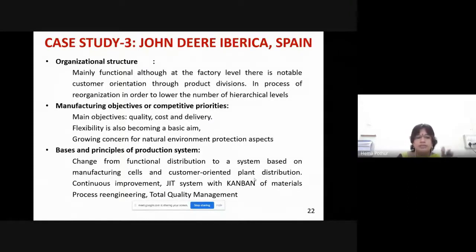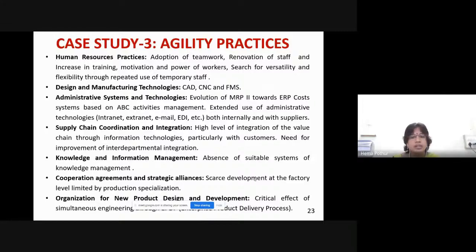Then the manufacturing objectives and the competitive priorities are the quality, cost, and the delivery of the product. Flexibility is becoming their basic aim here, and we'll look into what they have incorporated in their own practices. They have adopted teamwork, renovation of shaft, and increase in training of workers to adopt the latest technologies, and the motivation and power of workers search for versatility and flexibility of repeated use of temporary staff. Instead of having permanent staff, they have gone for outsourcing, where as and when there is a requirement, they will take the services of that particular staff member. But it won't sustain the industry much longer if it is on a larger extent.